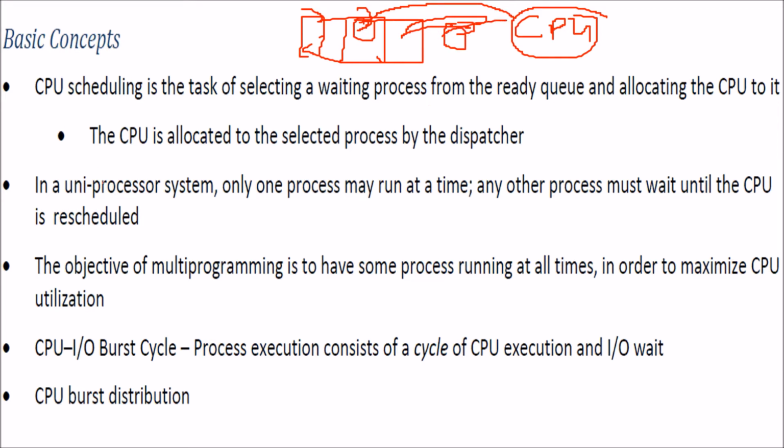If it is a uniprocessor system, there is no problem, one process may be running at a time. But when we talk about multi-programming, where we want multiple programs or multiple processes to run, then we want to see in what order the CPU maximizes its utilization. So we have two types of processes: one is input output bound, one is computation bound.